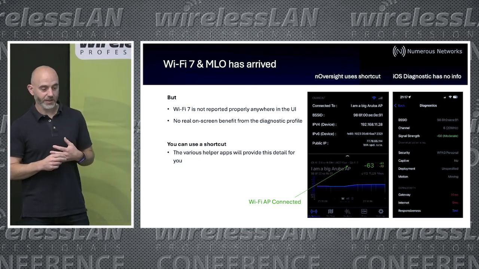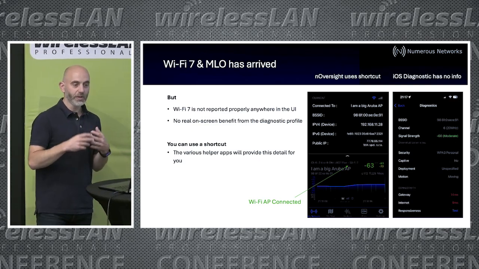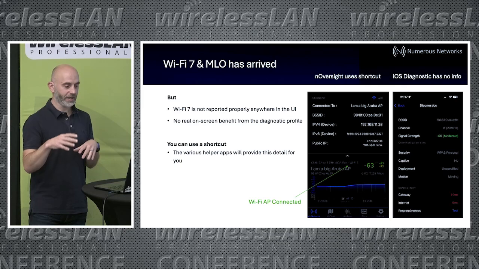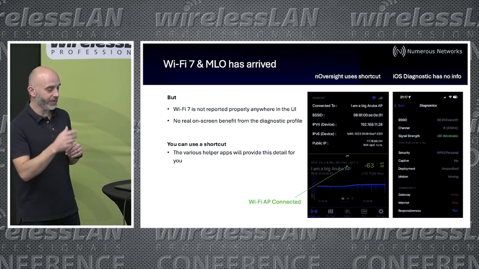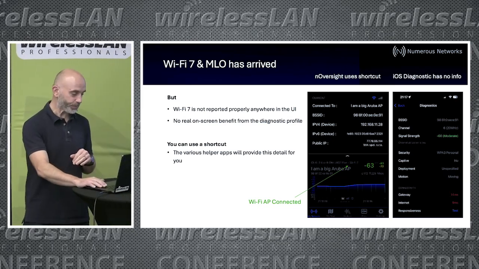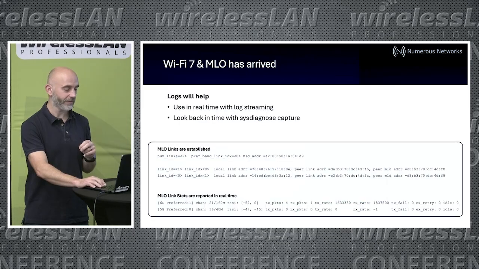The shortcut, luckily, is there. So we can have apps on the iPhone that use the shortcut, like the Oversight app, which will say Wi-Fi 7. It needs an update, and that will come out shortly. So you can use helper apps to tell if you're actually on Wi-Fi 7.